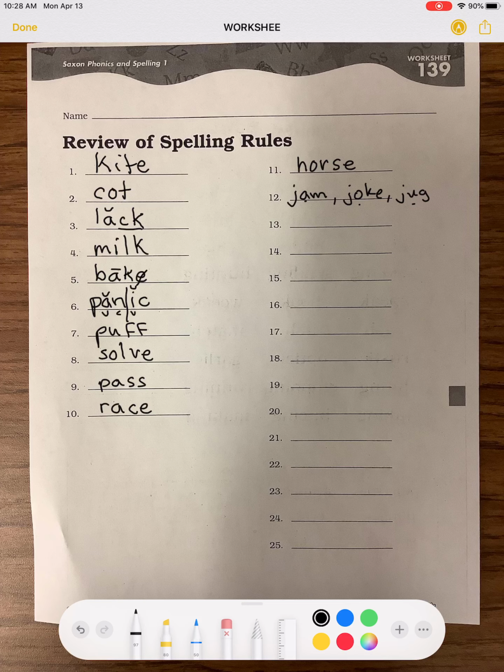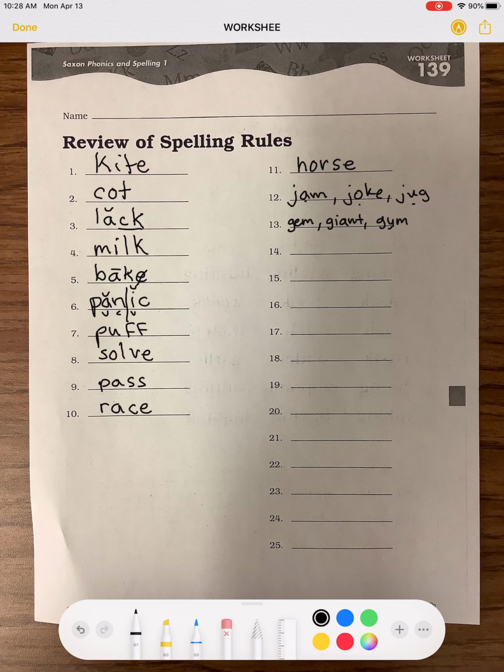Now, G comes before E, I, or Y, such as gem, giant, or gym. Let's spell those. Gem, G-E-M, that's a G. Giant. Or gym, G-Y-M. Okay, perfect.